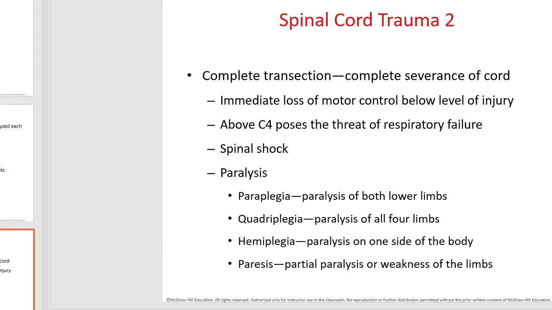Paralysis of both lower limbs is paraplegia. Quadriplegia is paralysis of all four limbs. Hemiplegia is paralysis on one side of the body, and paresis is partial paralysis or weakness of the limbs.